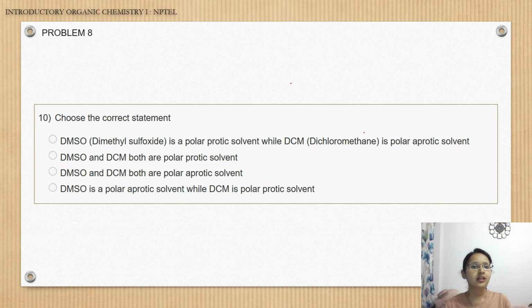Yeah, thank you. So here in problem number 8, what you have to answer is, choose the correct statement. So now you have to comment which is the correct statement. DMSO is a polar protic solvent while DCM is a polar aprotic solvent. Now you have to answer about the polar protic and polar aprotic solvents.